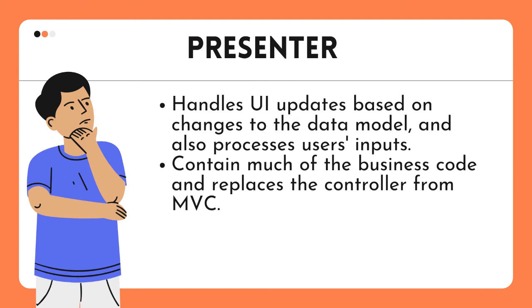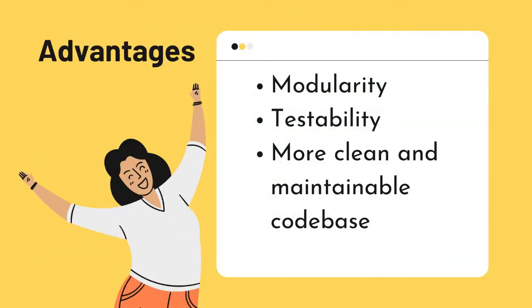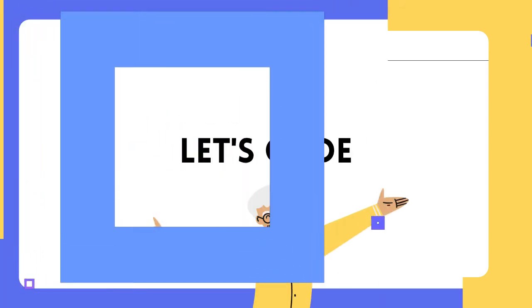The presenter handles UI updates based on changes to the data model, and also processes users' inputs. The presenter will contain much of the business code and replaces the controller from MVC. MVP provides 1. Modularity. 2. Testability. 3. A more clean and maintainable code base.